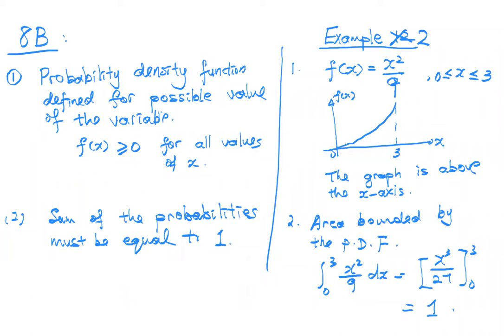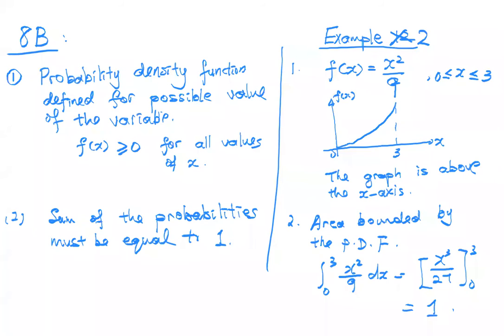First, the probability density function curve must be above the x-axis for all possible values of x. Second, the total area bounded by the curve for the defined values of x must be equal to 1.